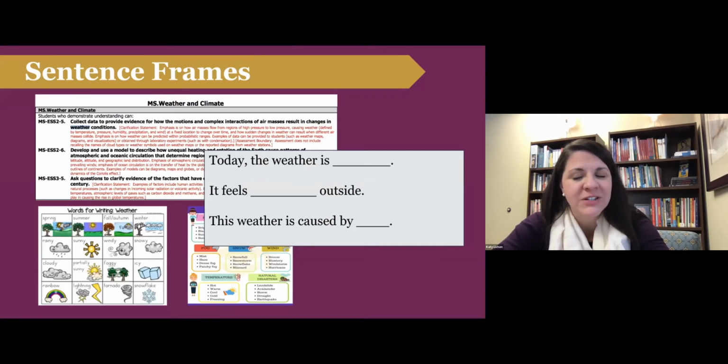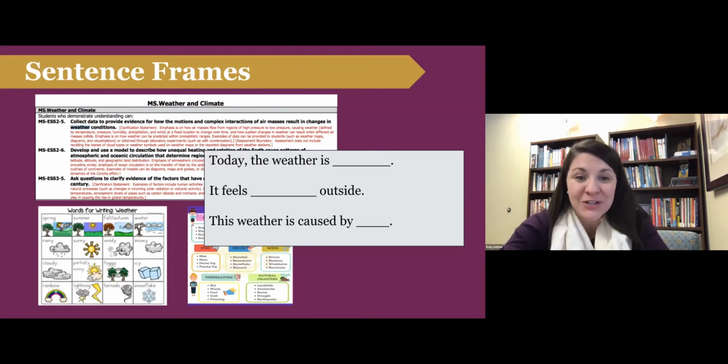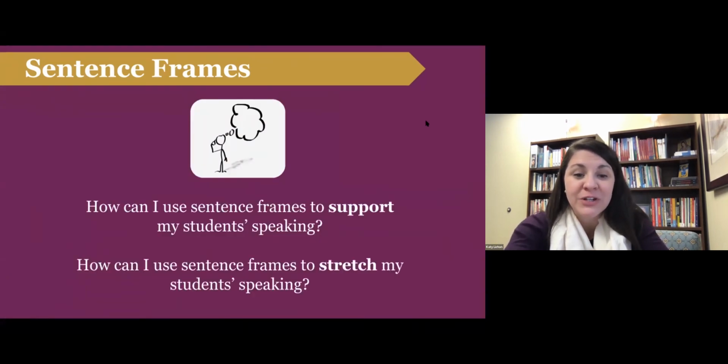So we've added on a little sentence frame here at the bottom. This weather is caused by. Remember that sentence frames are not just for the early grades, and they're not just for early language learners. They're for those final 2 stages as well. So take just a moment and write down a little bit of how you're going to use sentence frames. And here's your question. How can I use sentence frames to support my students speaking? How can I use sentence frames to stretch?